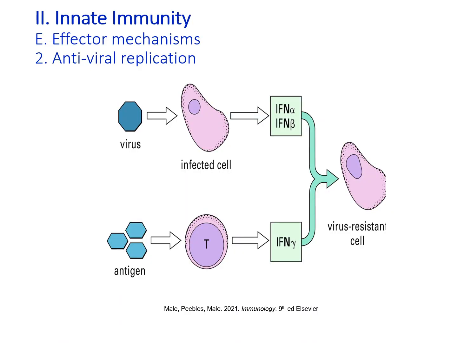Another effector mechanism is the antiviral replication. Okay, we discussed a while ago under cytokines that interferon is produced by virus-infected cells, and they make other cells virus resistant. Now, patients who develop severe COVID-19 caused by the SARS-CoV-2 virus often show defects in type 1 interferon. About 10% of severely ill patients produce autoantibodies against their own type 1 interferon.